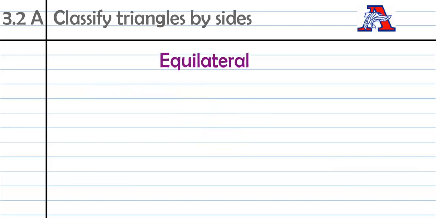And then lastly, an equilateral triangle. An equilateral triangle has 3 congruent sides. So I'll try to draw this the best I can so that they all look the same. 1, 2, 3 sides are all congruent.